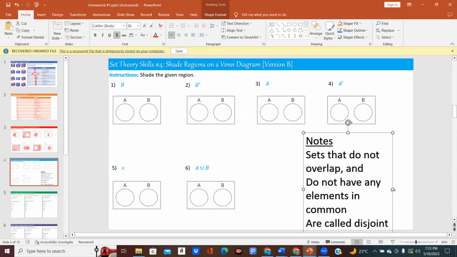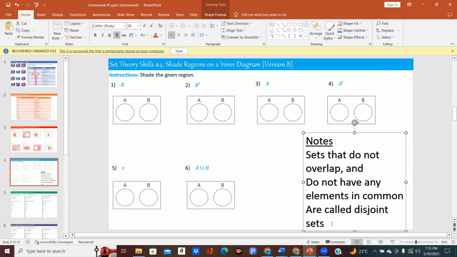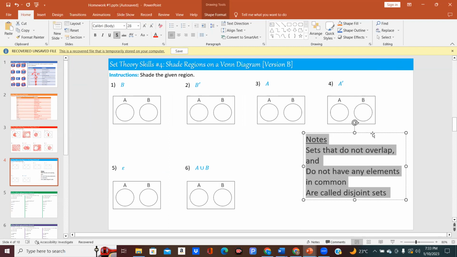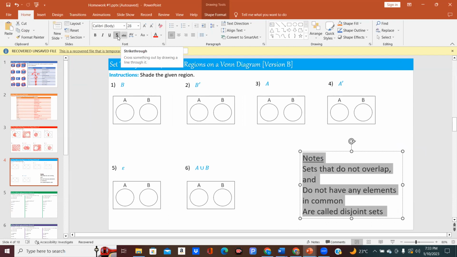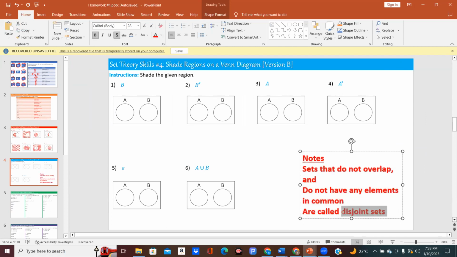How? Say it again. I asked how. What do you mean how? Mr. Petit. I don't understand. Go ahead. Near the intersection. Say it again. There's no intersection. So that's the thing. That's because they're disjoint sets. Yeah, they're disjoint sets. Okay.